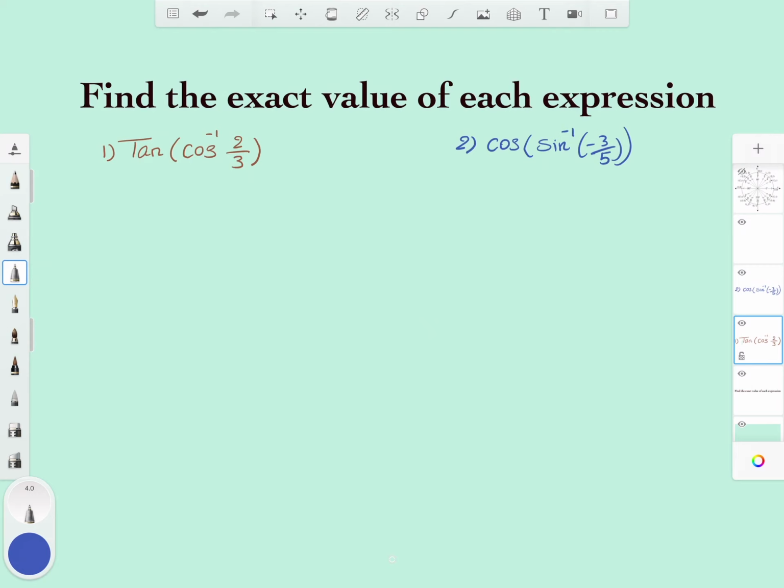In this video, I will find the exact value of tangent of cosine inverse of negative 2 over 3 and cosine of sine inverse of negative 3 over 5. So let's learn the technique to get the value.